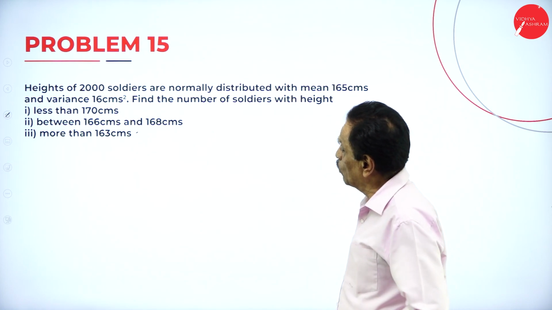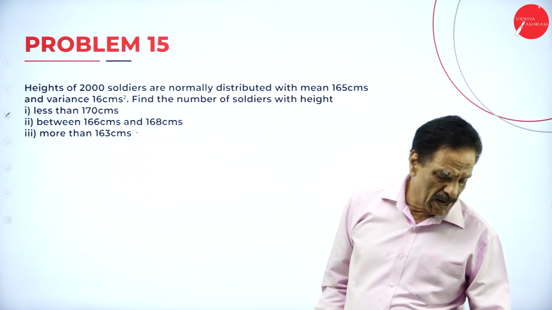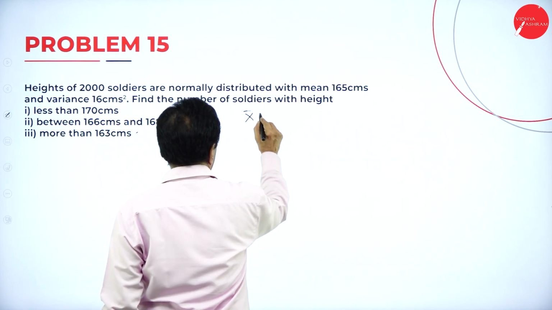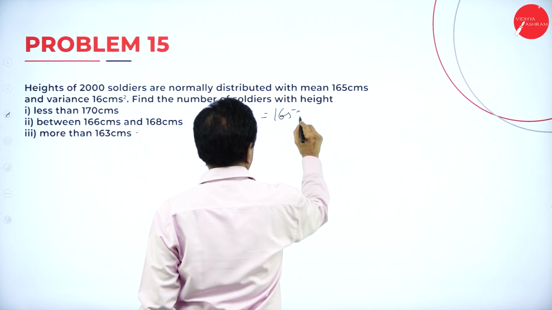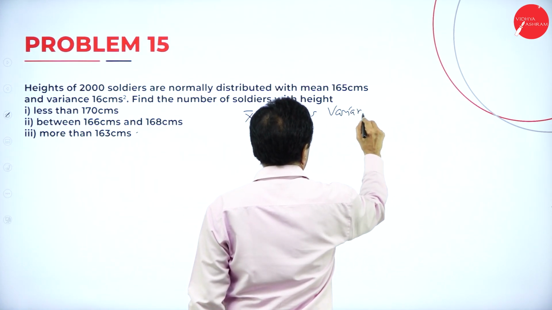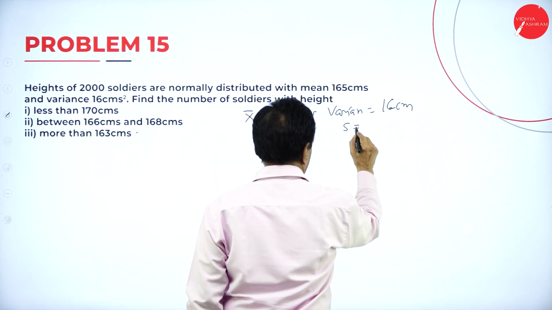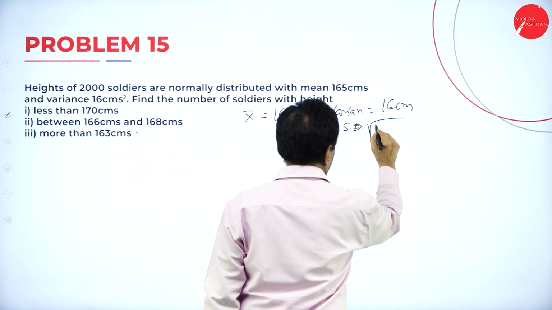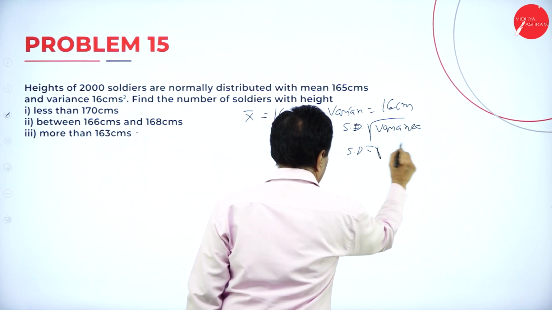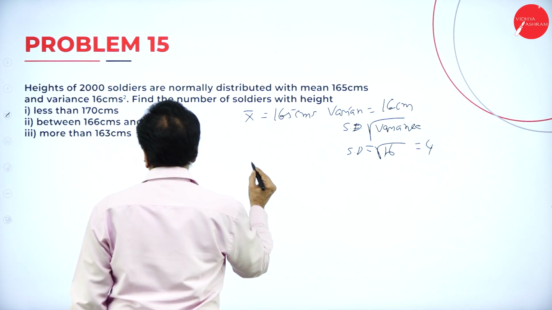Heights of 2,000 soldiers are normally distributed with mean 165 centimeters, variance 16 centimeters. Standard deviation is equal to root of variance. Standard deviation is equal to root of 16, which is 4. Okay. So, first one, less than 170.